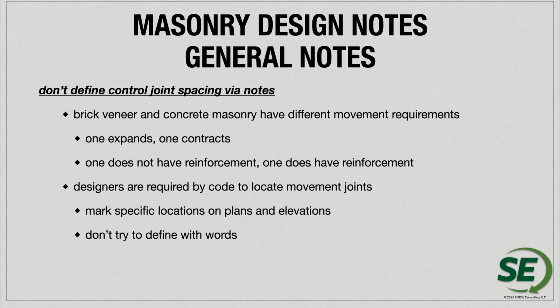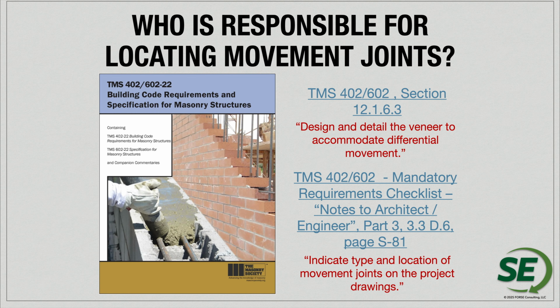So it's very important that as designers, we put specific locations for movement joints on plans and elevations, and don't try to define it with words. The code is pretty strong on this topic. It definitely wants designers to locate them specifically, and it actually says it within mandatory checklists within the code.